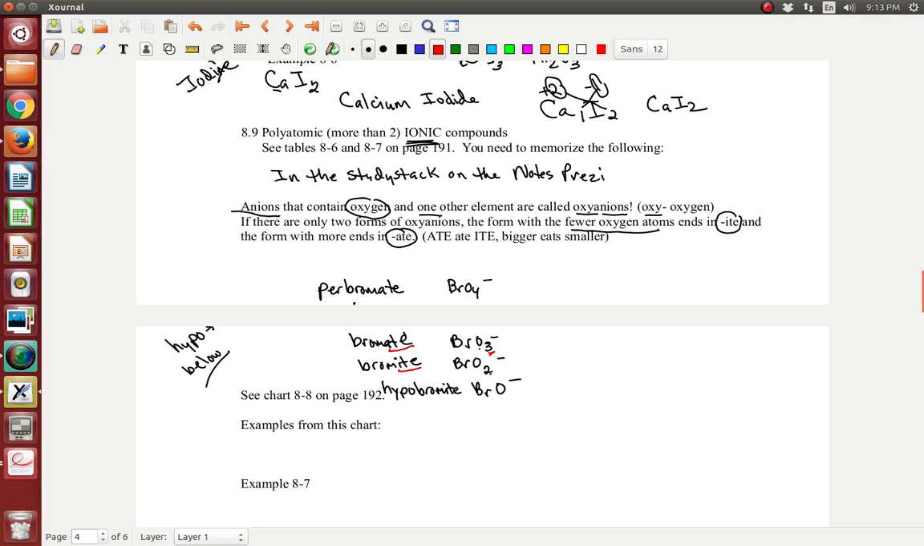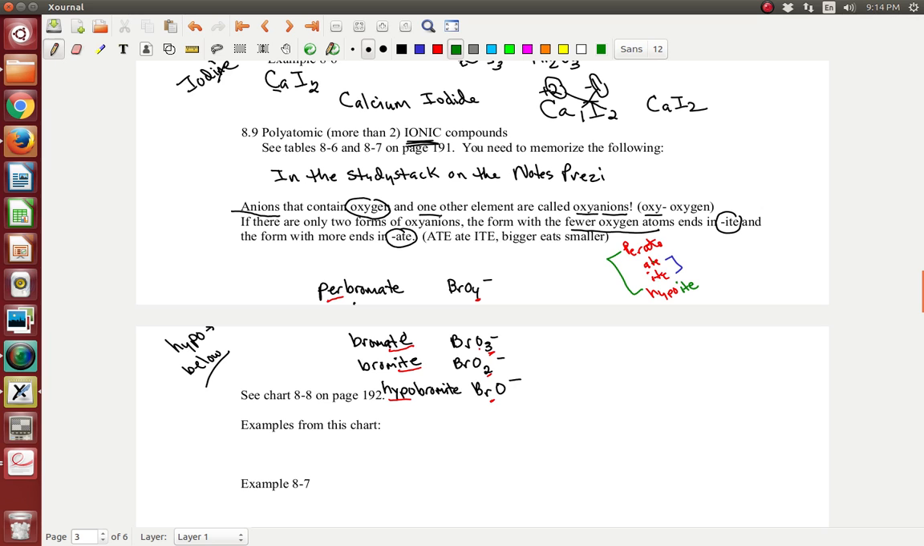Now, what if you have something like this where there's more than two possibilities? This is 4 possibilities. Then you have perbromate that has the most, and hypobromite has even fewer. So to put it in order, you would say per-ate, ate, ite, and hypo-ite. And you do need to know this. If you only have two, you only deal with these two. But if you have 4, you have to deal with all 4 of them.